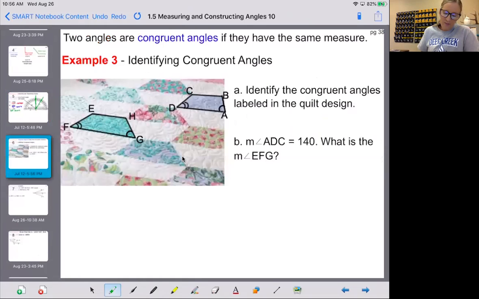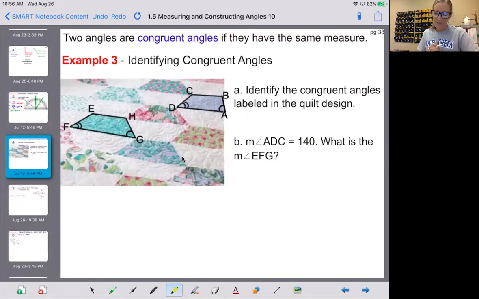So on this one, we do have a vocab term up here. It is congruent angles. So last week we talked about congruent segments. Remember, the word congruent means they have the same length. Congruent angles means they have the same degree. So if I have 2 congruent angles, then they have the same degree measure. If one's 30, the other one's 30 degrees as well. So let's look at an example using that.